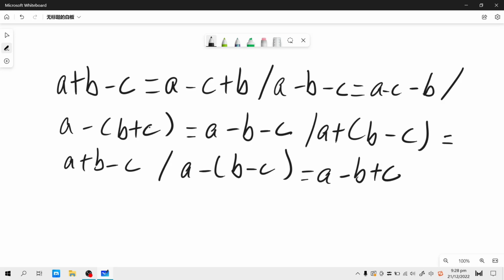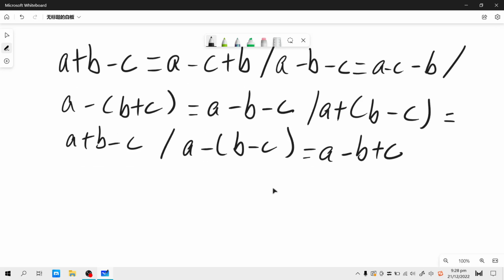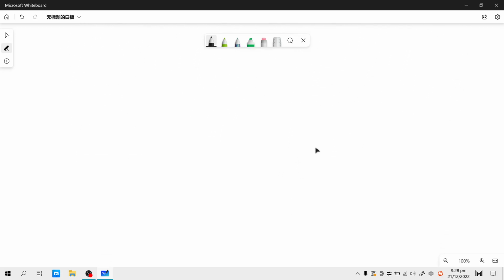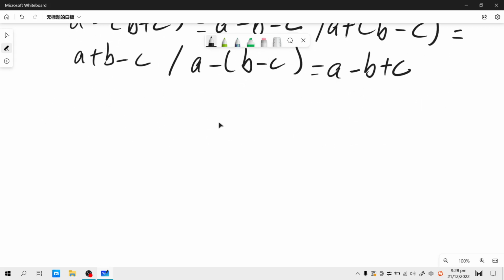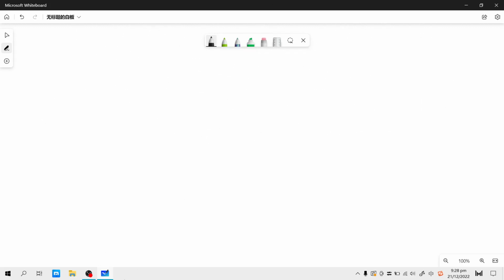So these are the 5 simple algebra equations that include pluses and minuses that you need to memorize or remember. Take another 5-second look. 5, 4, 3, 2, 1. As I said just now, this is just the first kind. Now I'm going to show you the second one.